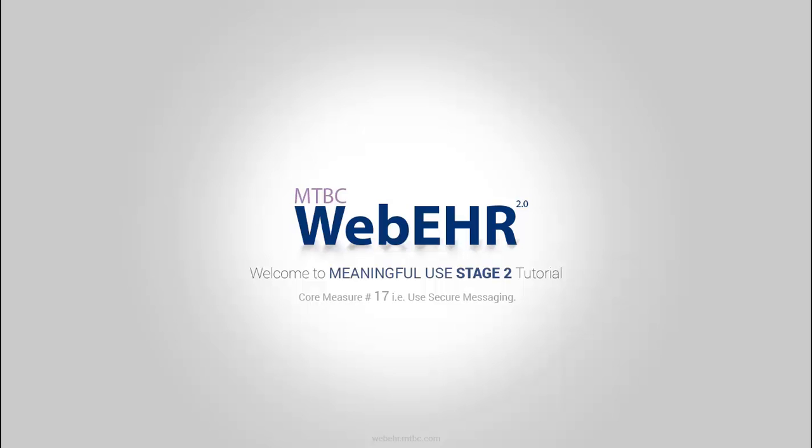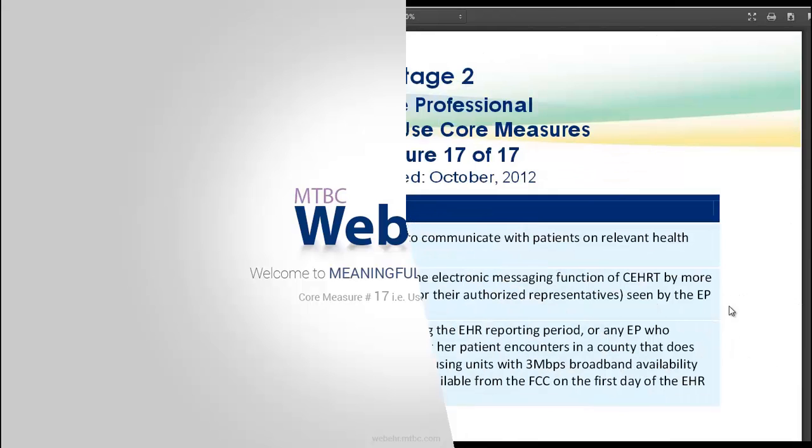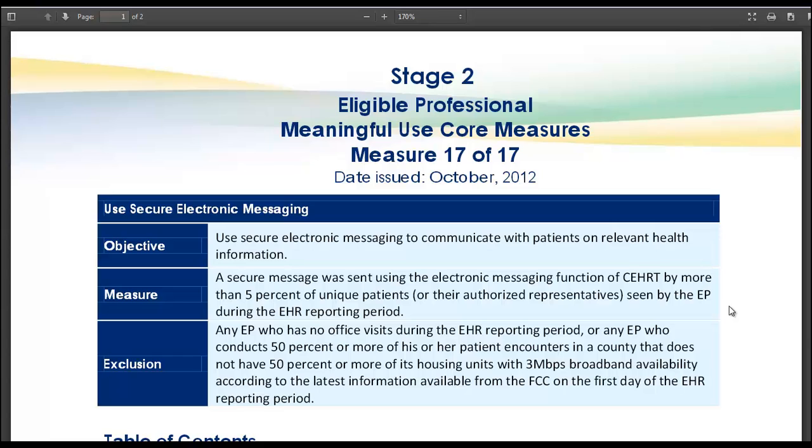In this tutorial, we will look at core measure number 17, Use Secure Messaging. Let's open up the PDF from the CMS website. The objective of this measure is to use secure electronic messaging to communicate with patients on relevant health information.